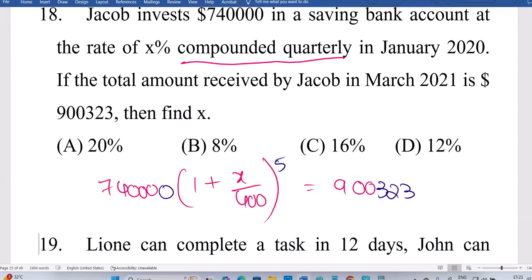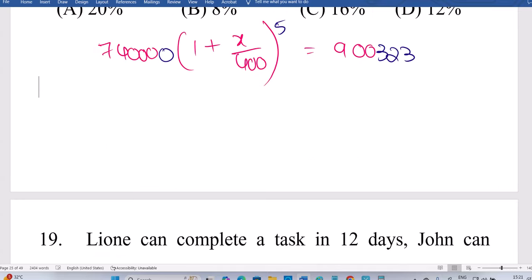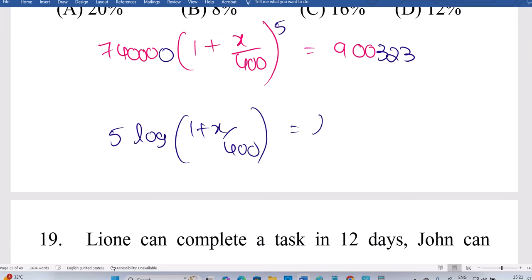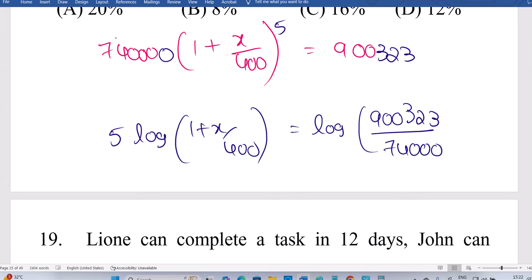Or else we have to use a calculator where the logarithm function is available. We have to do logarithms because that power 5 will come to multiplication. For a power n, the logarithm gives n log a. If it is a power n and you apply logarithm, n log a will come, right? Then what is the case? 5 log of 1 plus x by 400 will be equal to log of 9 lakhs 323 divided by 74,000. Like that, then you will get the x value.